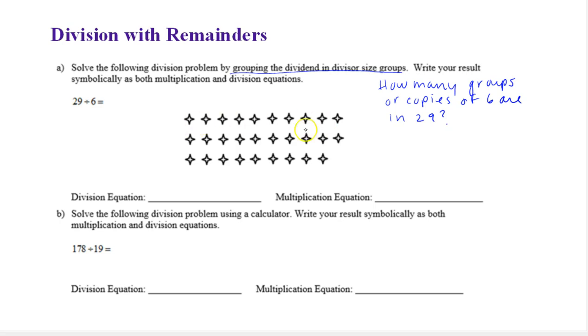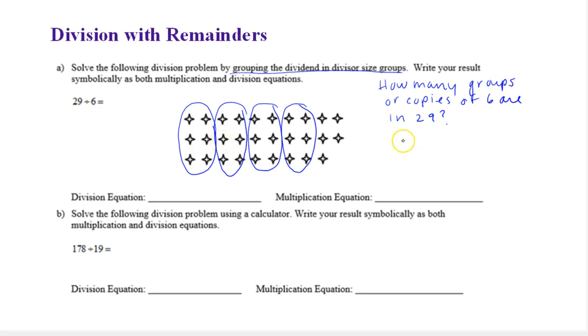So there's 29 stars here, so let's group them into groups of size 6. I'm seeing here there's one group of 6, there's another, 3, 4 groups, and notice here we don't have a full group of 6. Now we're going to learn a lot of different ways to think about this. We can think of this as a decimal, we can think of this as a fraction with mixed numbers, which we'll do later.